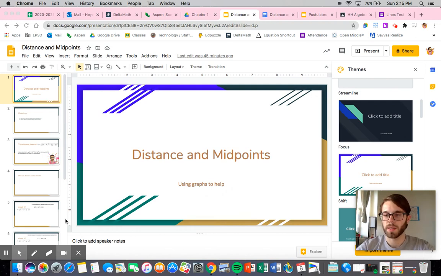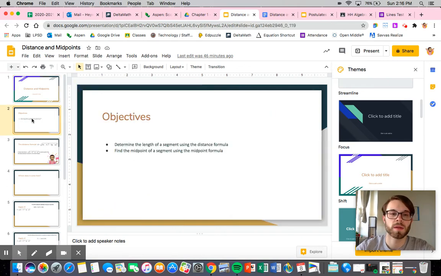Hi, everyone. Just wanted to take a moment to talk a little bit about distance and midpoints, as that is ultimately what we are going to be doing for this final section of dealing with lines and with graphs. We're specifically going to be looking at the points, but you could graph all of these on a coordinate grid and be able to find the distance that way as well. So our ultimate objectives are to be able to determine the length of a segment using the distance formula and to find a midpoint of a segment using the midpoint formula.